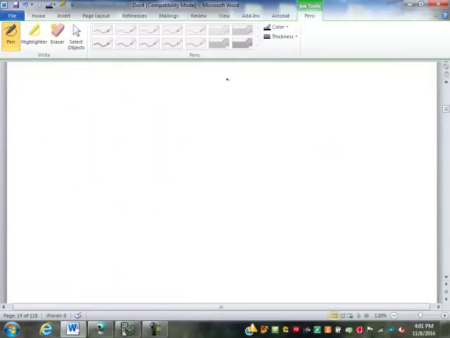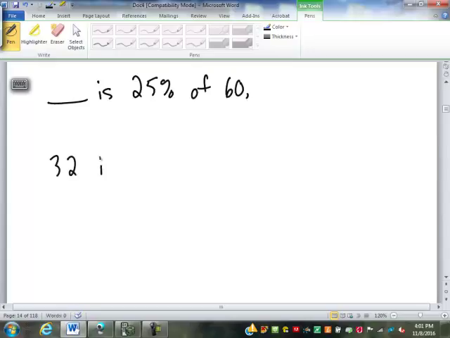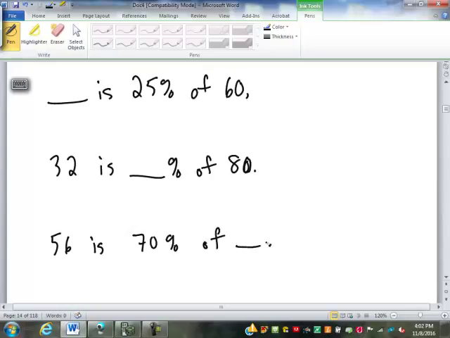I want you to try a few in your notes. Blank is 25% of 60. 32 is blank percent of 80. And 56 is 70% of blank. Try those three in your notes quick.